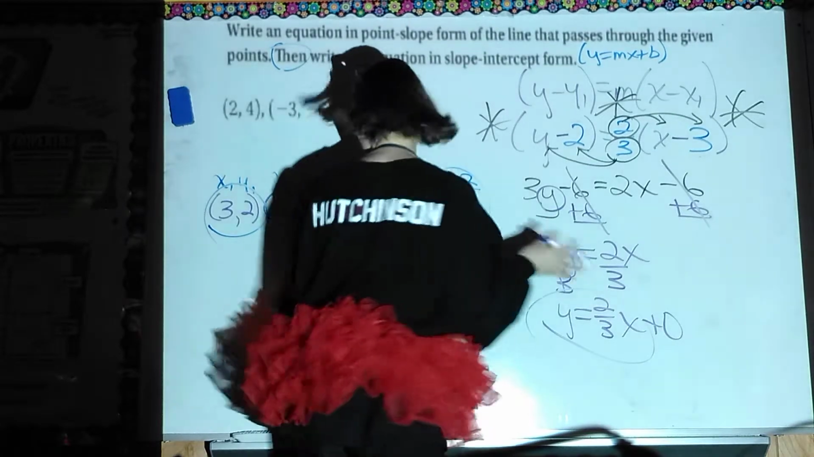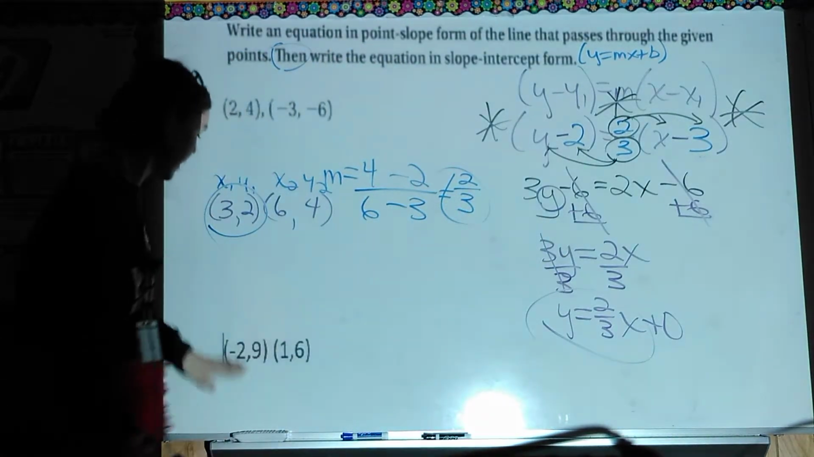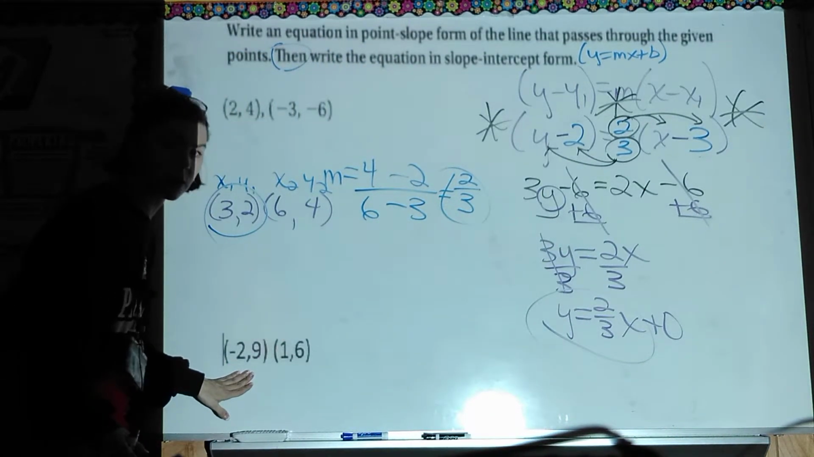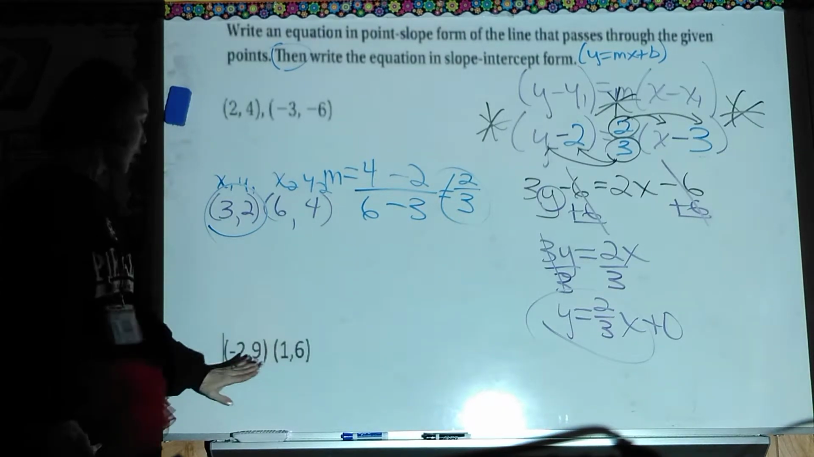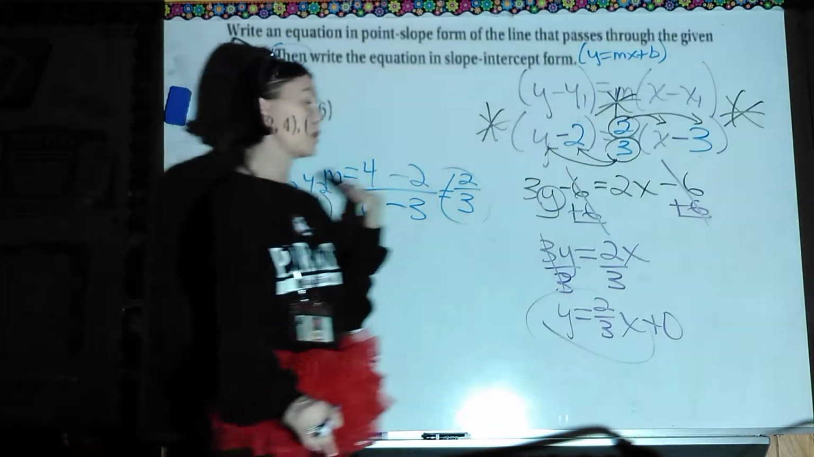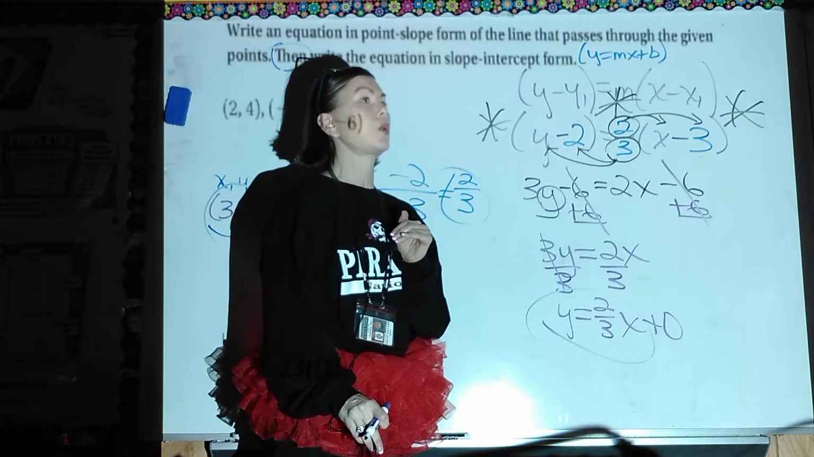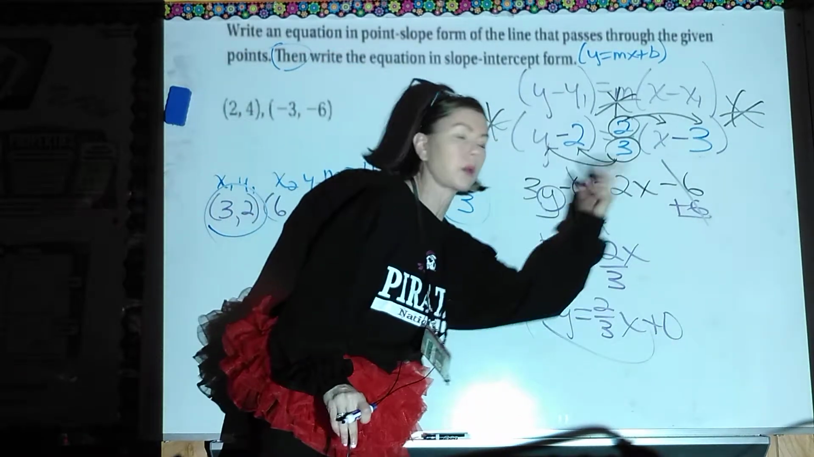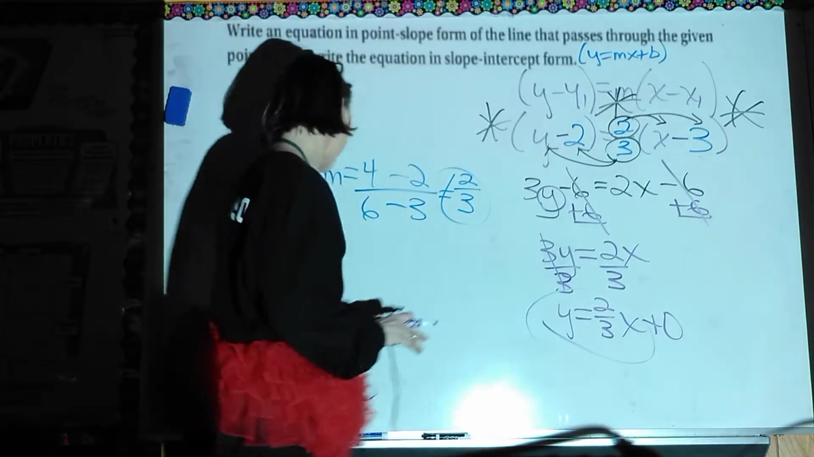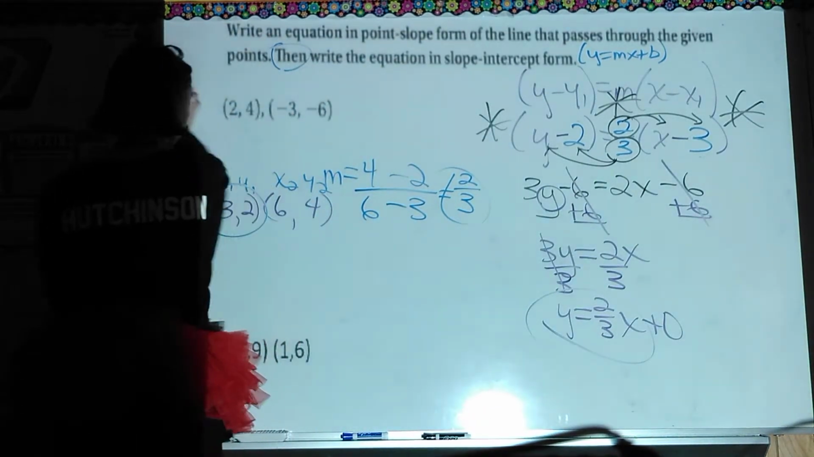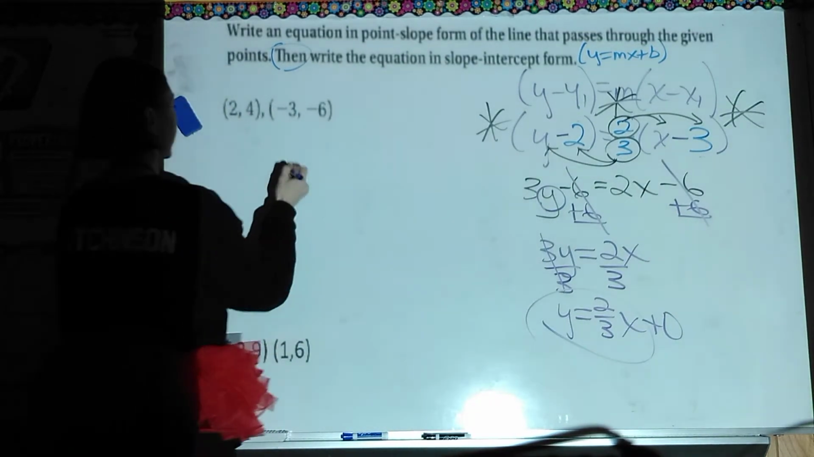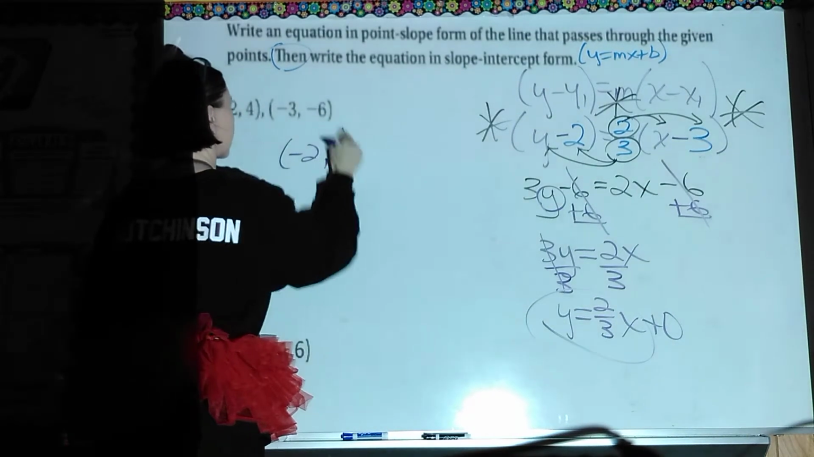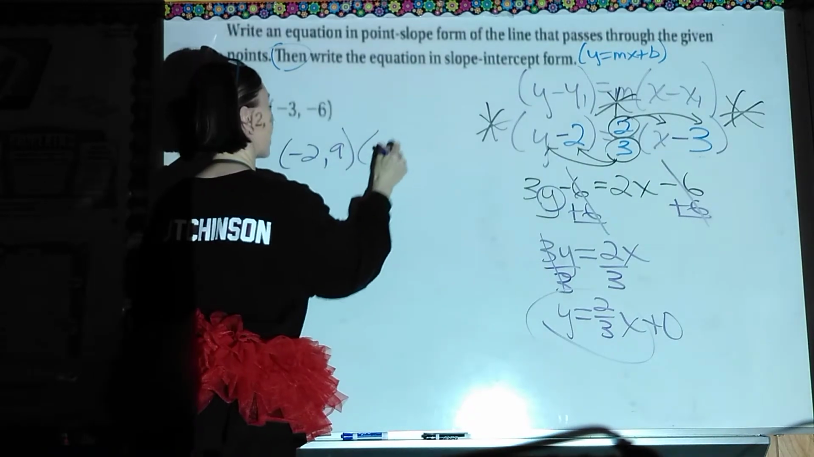Just so that you know, we have another example we're going to do together down here: negative 2, 9, and positive 1, positive 6. Write that down. You're going to do it. We're going to do it together live, and I'm sure that we will have a regular number for a y-intercept. No big deal. Let me write that for you. Negative 2, positive 9, positive 1, positive 6.